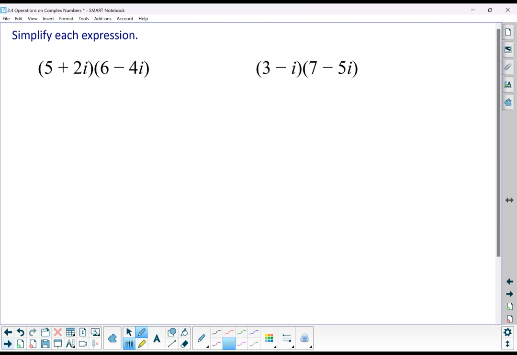Okay, let's try these two. So we're going to first distribute the 5. 5 times 6 is 30. 5 times -4i is -20i. We finished distributing the 5. Now we need to distribute the 2i, the second term. So 2i times 6 is 12i. And 2i times -4i is -8i squared.